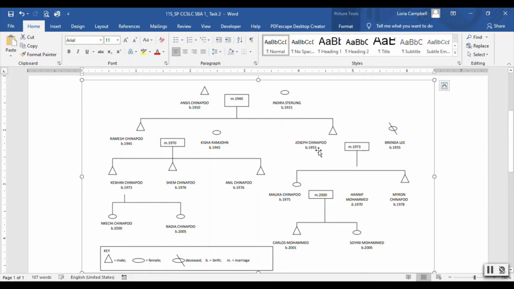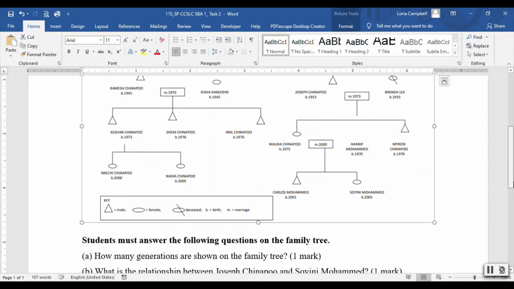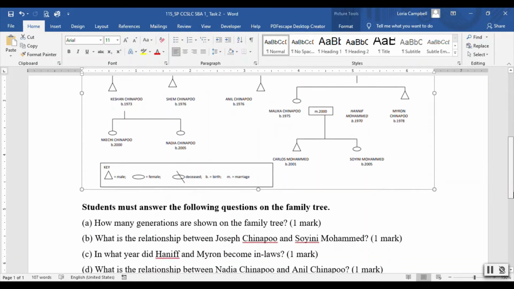Joseph got married to Brenda, had Malaika and Myron, and Malaika had Carlos and Soyini. So that means Soyini is a child of one of Joseph's children. So it makes her the granddaughter. So it's a grandfather-granddaughter relationship, assuming that Soyini is female.